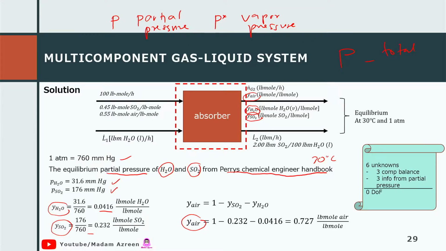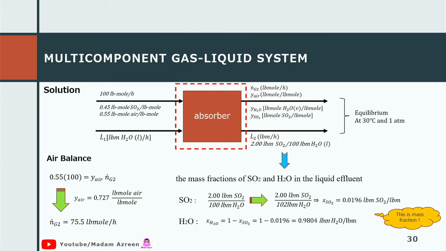Okay, so P is the total pressure. And then we continue. So we can do a balance of air, which is how much air goes into the system and how much air comes out of the system. We already know the mole fraction of air, so we can determine the value of N_G2.